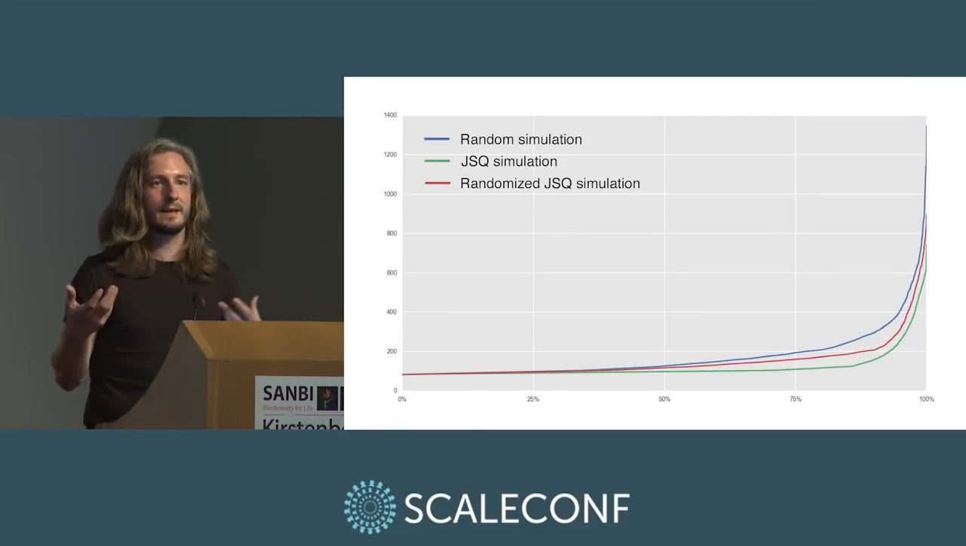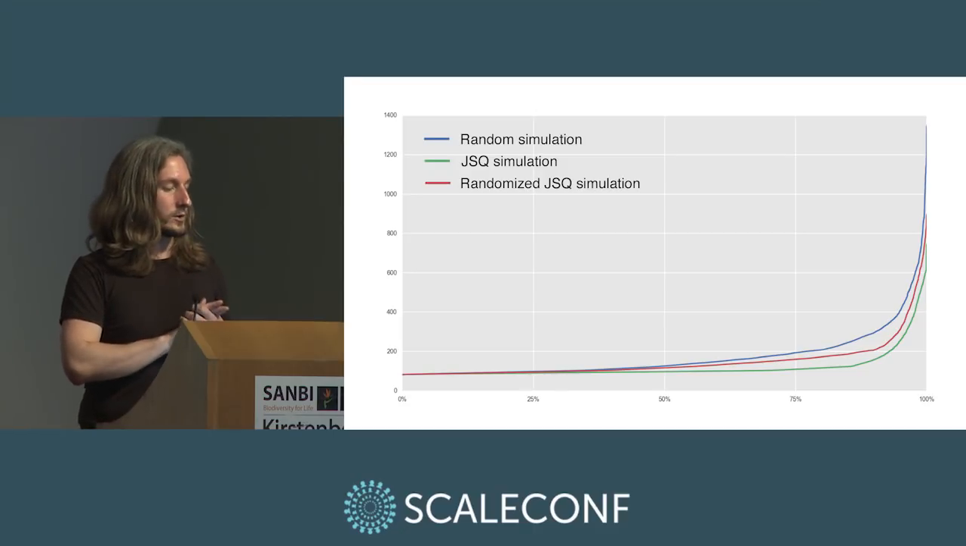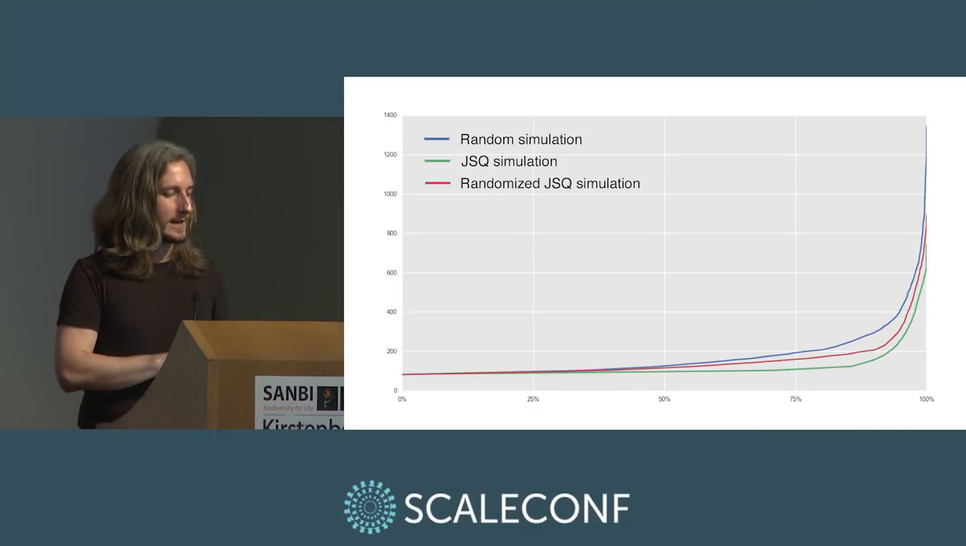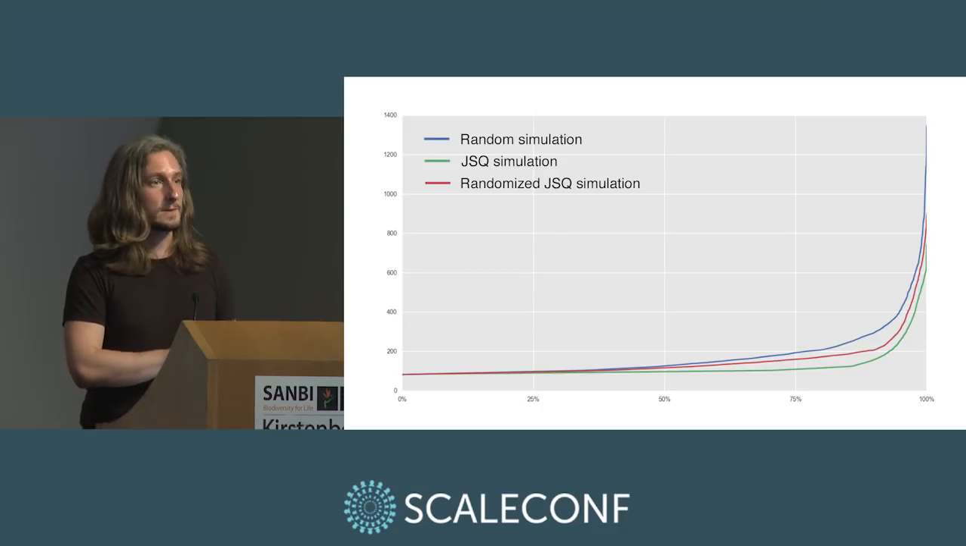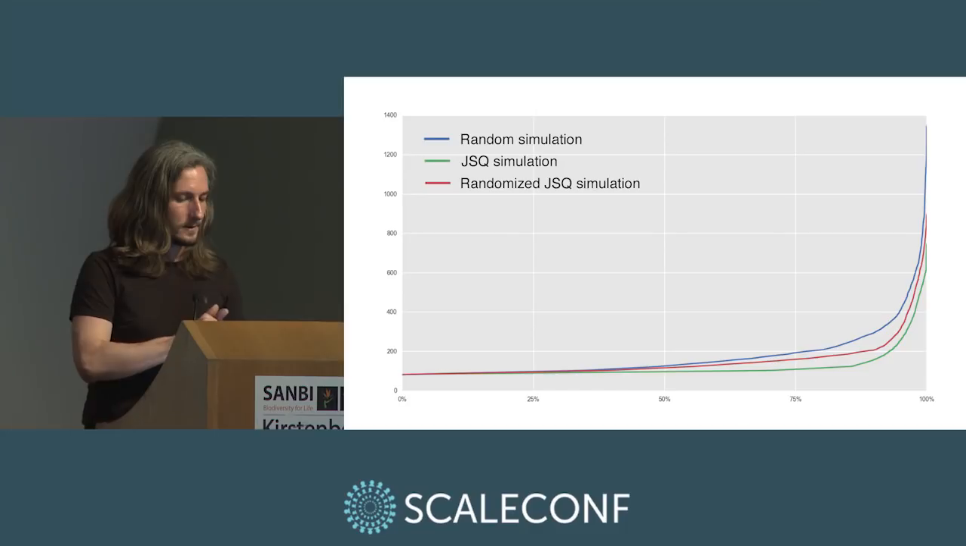And so if we go back to that same simulation that we were looking at earlier, with random as the blue line, join shortest queue as the green line, and randomized join shortest queue as the red line, you can see what it ends up doing is splitting the difference, which is a pretty huge improvement, especially as you increase the amount of load on servers. All right.